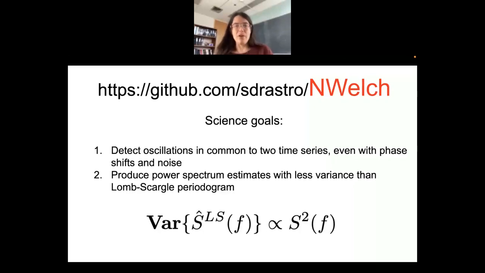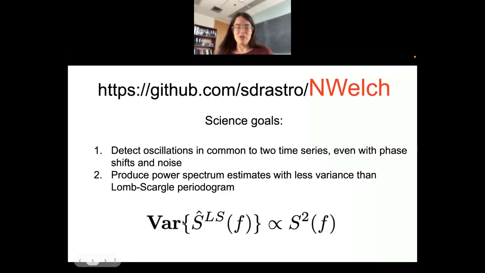So the goals of NWelch are to detect oscillations in common to two time series, even if there's noise in both, and even, this is very important, if there's a phase shift between the oscillations. So if you have two oscillations with the same period, but they are out of phase, this technique will still work. And the other thing that you get for free if you are looking for oscillations in common to two time series is a power spectrum estimate that has less variance than the Lomb-Scargle periodogram.